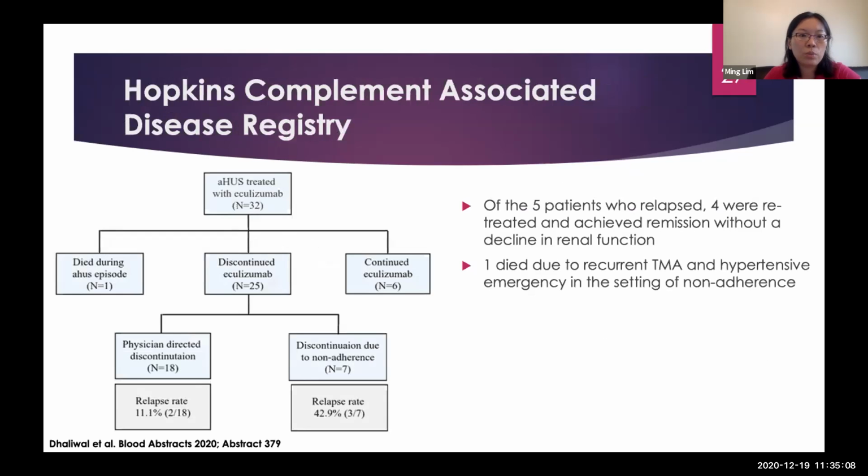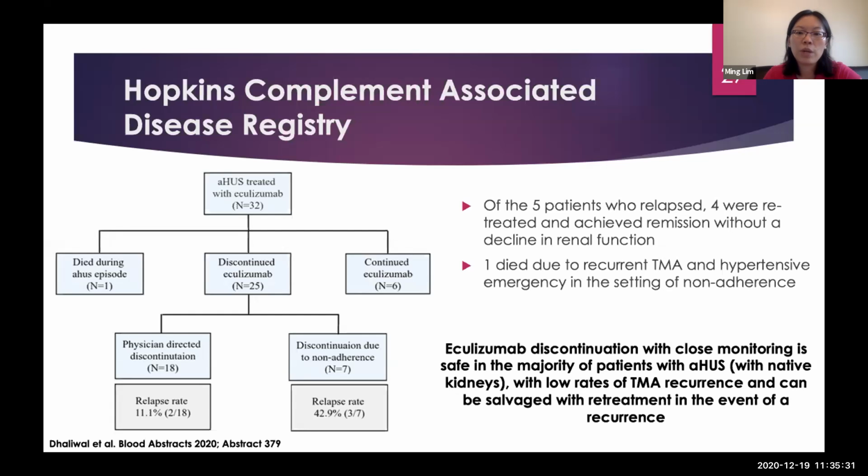And in their 32 patients, 25 agreed to discontinue eculizumab. And of these 25, there were 5 relapses. And of these 5 patients who relapsed, 4 were retreated and achieved remission without decline in renal function. Unfortunately, 1 patient died due to hypertensive emergency in the setting of non-adherence. And so what the authors felt is that eculizumab discontinuation with close monitoring is safe in the majority of patients, and there are low rates of TMA recurrence which can be salvaged with retreatment.